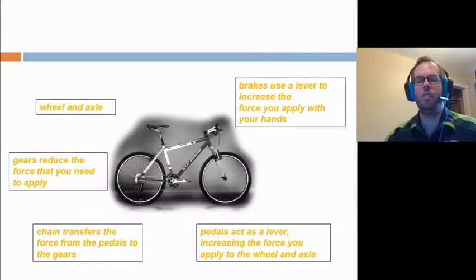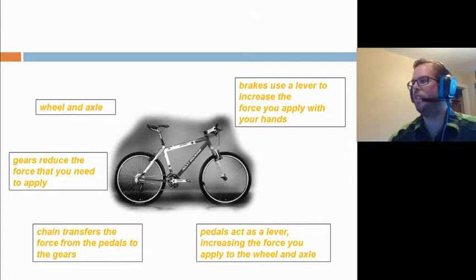All right, and just to summarize, the subsystems include the handlebars, which are not on the screen right now, but the handlebars here function to turn the front wheel. They are a simple machine, the wheel and axle, with the wheel and axle part right at the top there. The second subsystem would be the brakes. The brakes use a lever to increase the force you apply with your hands to the disc brakes down below, or in this case on this bike, you've got brake pads right up here by the rim of the tire.